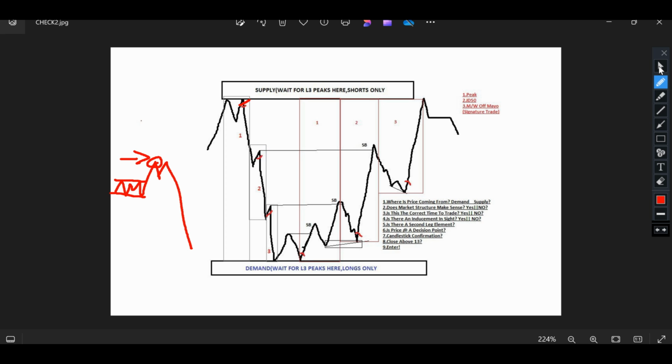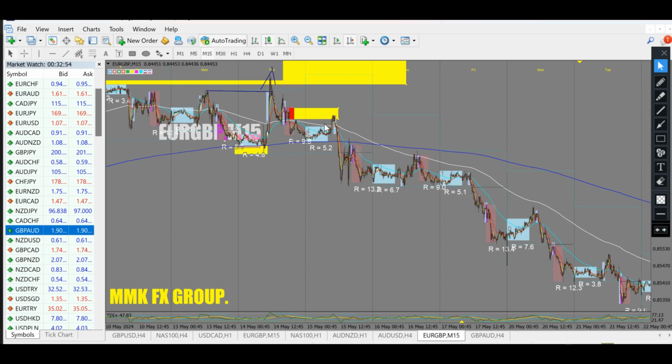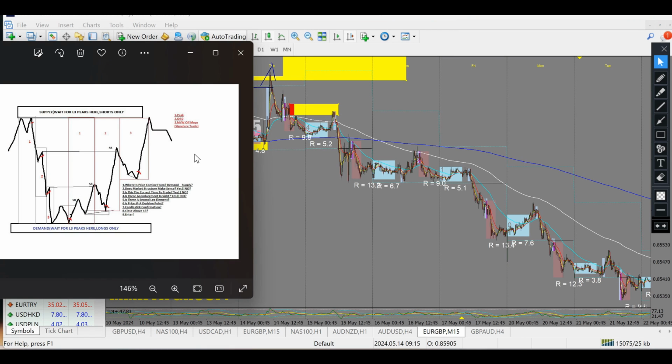So if we go back to the charts, just by understanding that, this is what we had. We had a peak formation at this area, and then we had another trade the next day. Are we expecting this the next day? Yes, because this is in line with the cycle. As you can see, price is coming from supply. We have a peak formation, so price is coming from supply, meaning we are looking for shorts. Okay, cool. Does the market structure make sense?